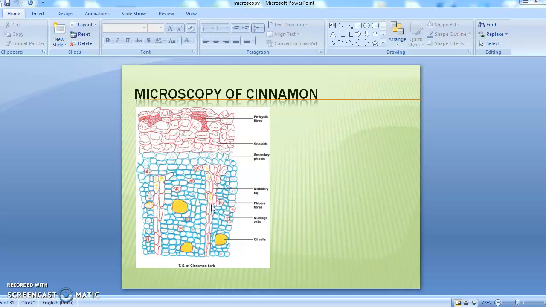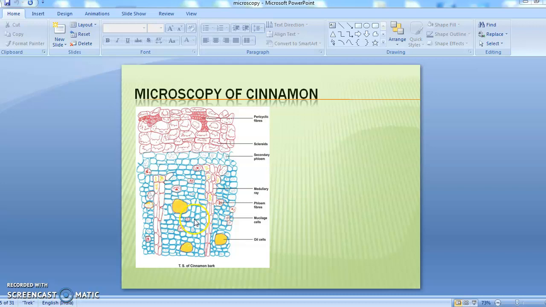The width of the phloem fibers and the size and shape of the starch grains are important characteristics to identify the different adulterants basically present in cinnamon, that is cassia bark or cinnamon bark.